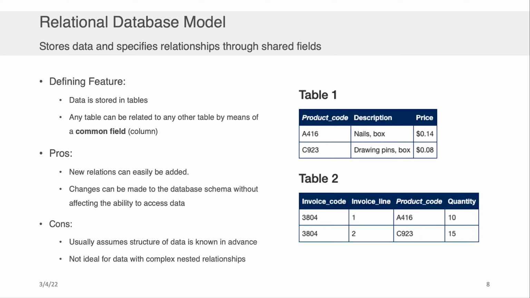Well, what's nice about relational databases is they just have effectively two defining features. The first is that data is stored in tables, like this example I'm showing on the right.